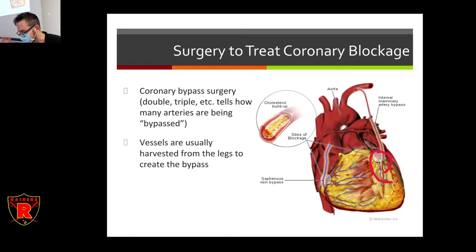So that's a bypass operation, and they're extremely, extremely common. This is one of the main treatments for arterial sclerosis that's happening in the heart in order to prevent a heart attack from happening.